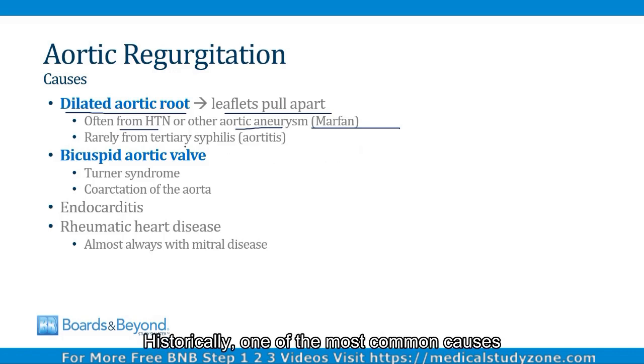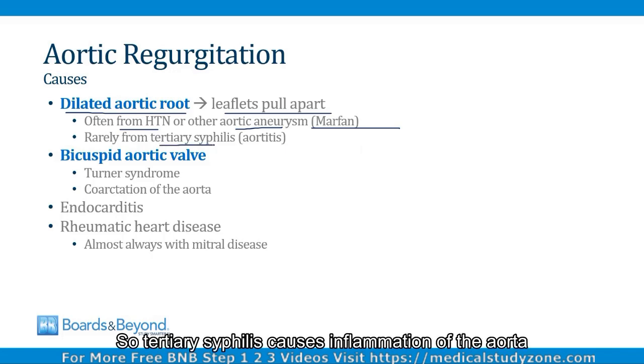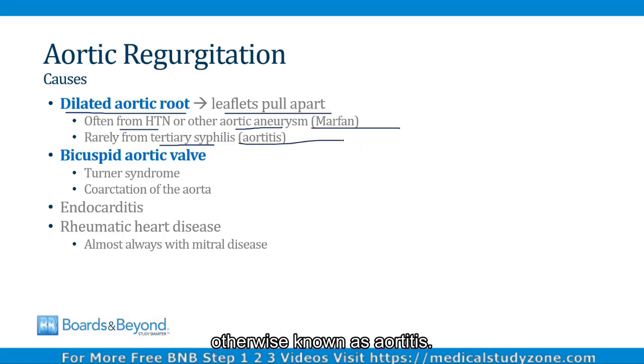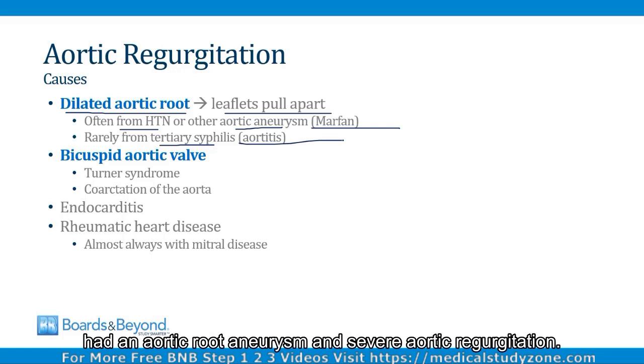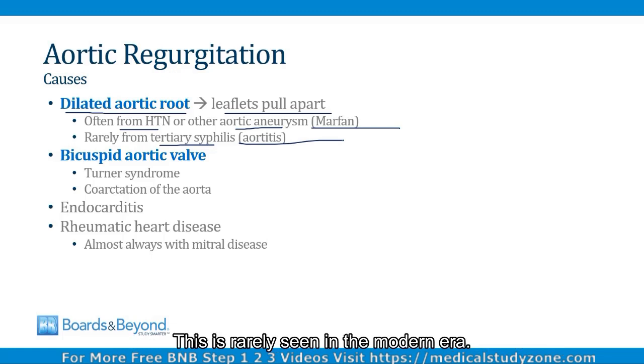Historically, one of the most common causes used to be tertiary syphilis. So tertiary syphilis causes inflammation of the aorta, otherwise known as aortitis. So years ago, before penicillin was available, many patients with tertiary syphilis had an aortic root aneurysm and severe aortic regurgitation. This is rarely seen in the modern era.